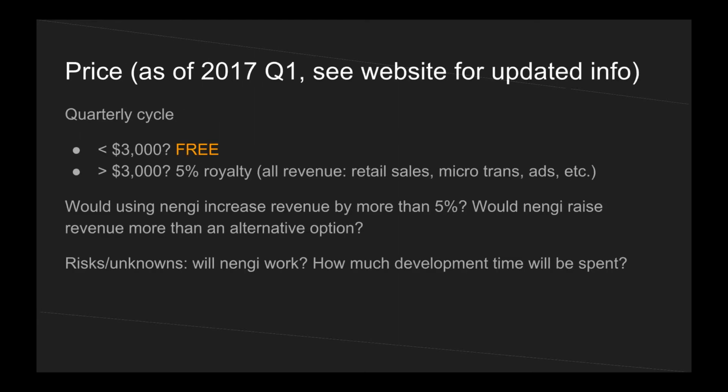Nengi's pricing structure varies between free and cheap, or at least I hope you find it to be cheap. It works on a quarterly cycle. If your Nengi-related products earn less than $3,000 in a quarter, it's free. If your products earn more than $3,000 in a quarter, you owe a 5% royalty of the revenue in excess of $3,000. Revenue is defined in the license, but it's generally all the game-related revenue: retail sales, microtransactions, ads, subscriptions, anything really.